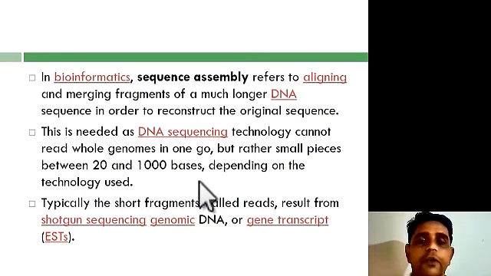So the first step for us is to stitch all these things together and create the entire sequence. Typically, a short fragment is called a read, and it results from shotgun genomics and DNA transcripts, EST. So this is normally known as the reads, or the shorter length sequences.